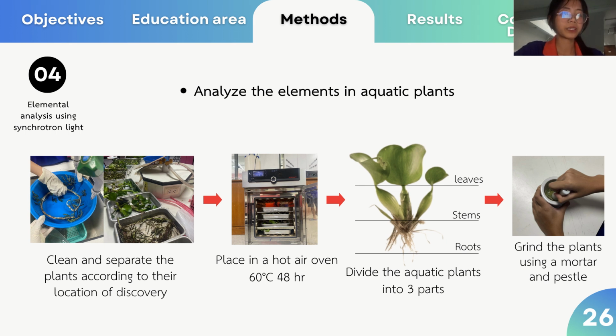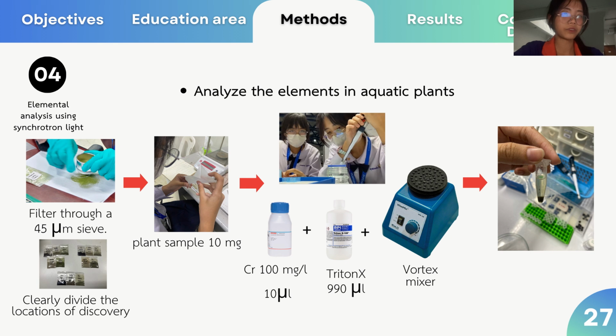First, we will clean and separate the plants according to their location of discovery. Place them in a hot air oven at 50 Celsius for 48 hours. Then we will divide the aquatic plants into 3 parts: leaves, stems, roots. Then grind the plant using a mortar and pestle. Filter through a 45 micrometer sieve. Then clearly divide by location of discovery.